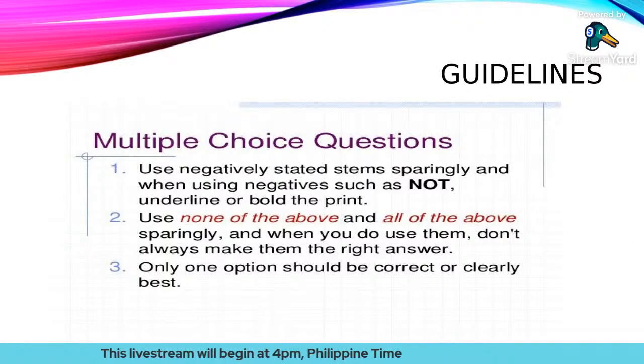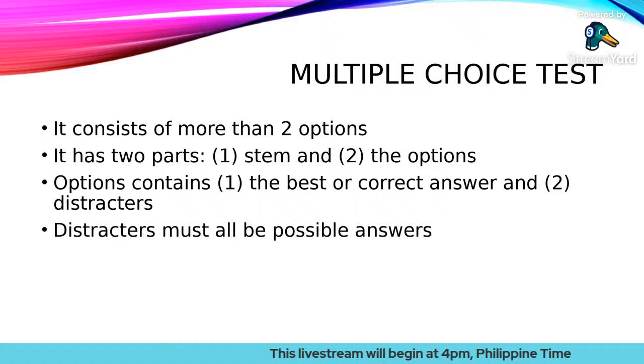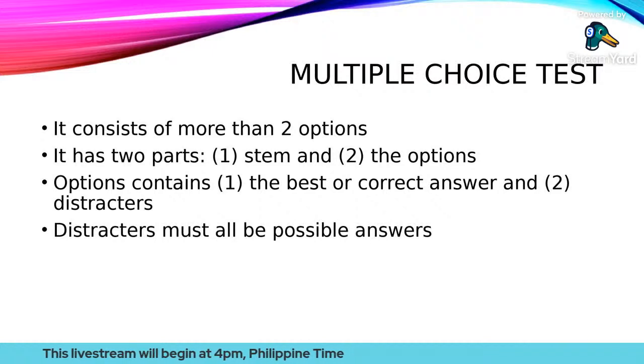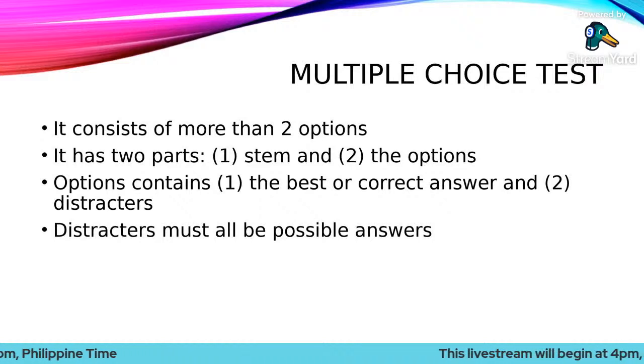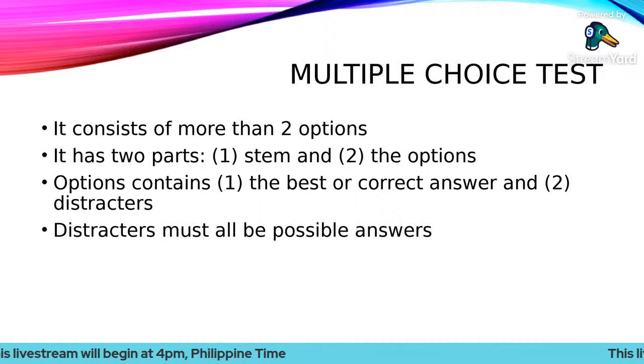So these are the guidelines for a multiple choice test. When we talk about a multiple choice test, it consists of more than two options. So it has two parts. We have the stem and the options. Options contain the best or correct answer and two or more distractors. Okay, two or more distractors.